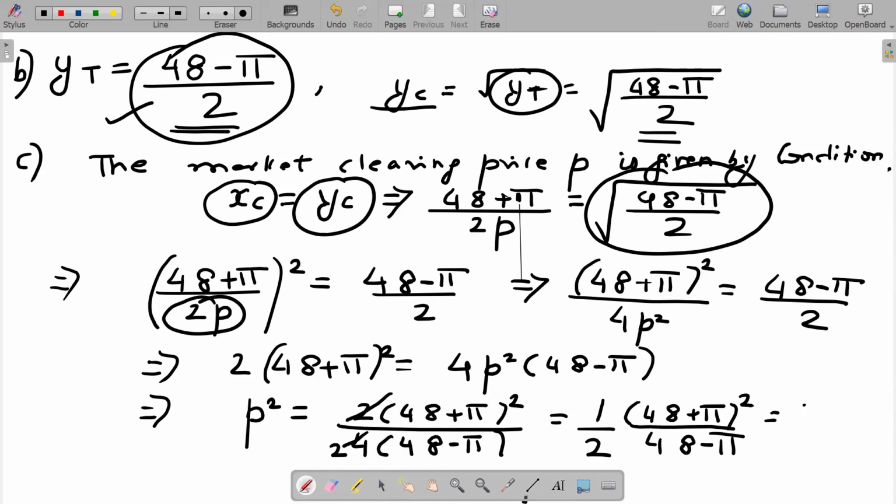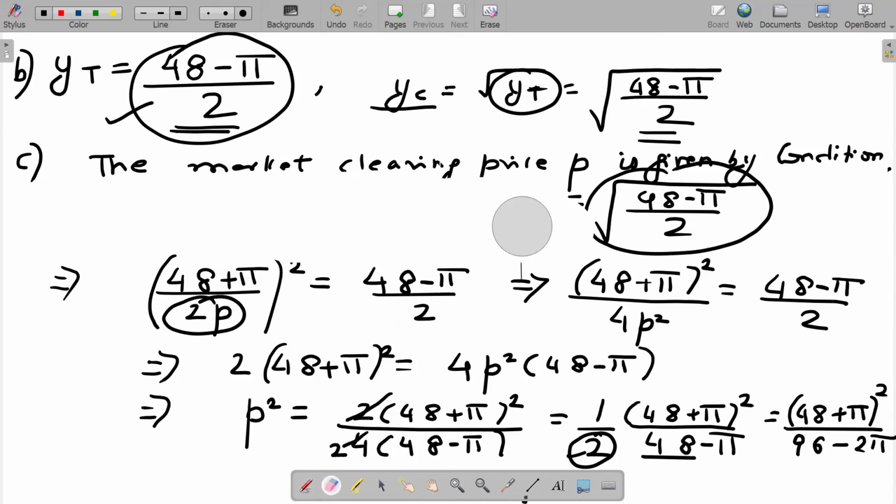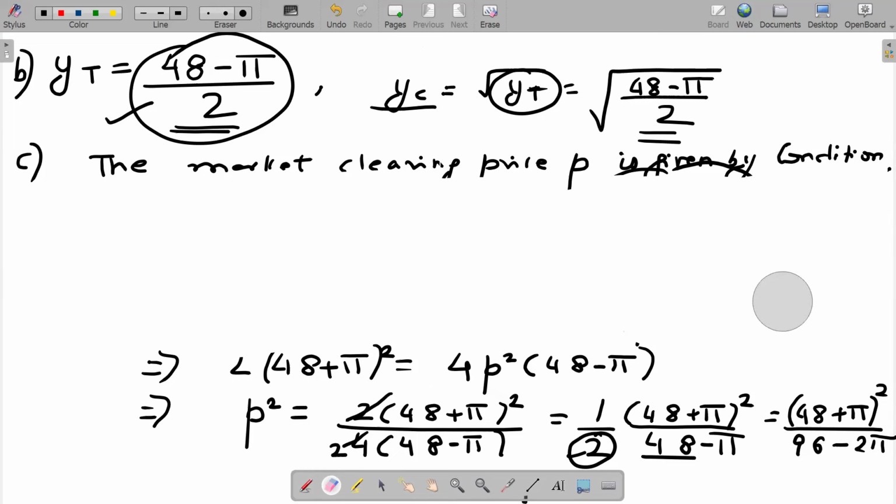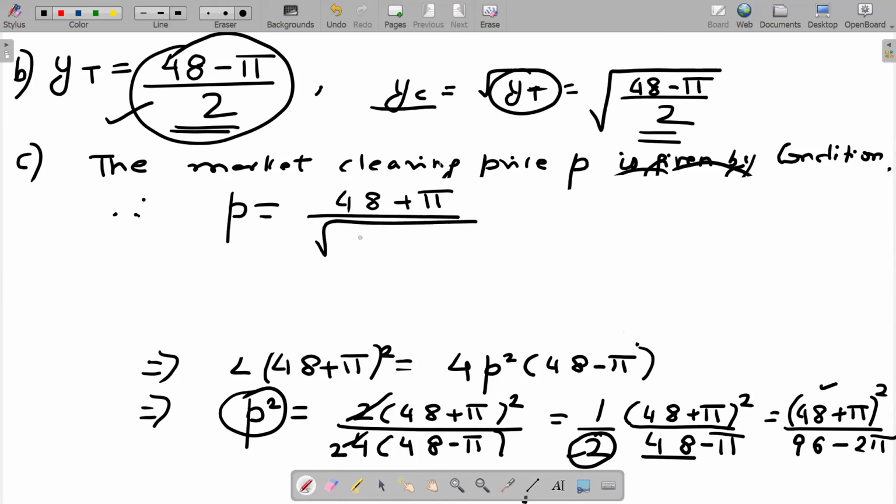which I can write as (48 plus pi) squared over 2 multiplied with 48 is 96, minus 2 multiplied with pi is 2 pi. So guys, what is my P? If I erase all this off, what is my value of P? P squared is this, take the square root on both sides. P is going to be (48 plus pi) over the square root of (96 minus 2 pi). This is my equilibrium value of P.